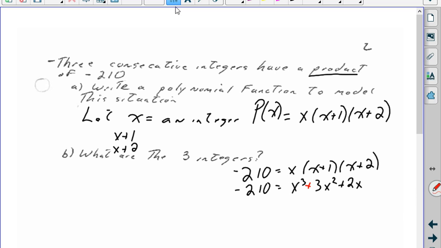Now, what I just did there is I multiplied x plus 1 by x plus 2 and then wrote x in front of every term. So we have 0 is equal to x cubed plus 3x squared plus 2x plus 210. Now, we could do the factors of 210. Probably going to start with looking at 5, 6, and 7.